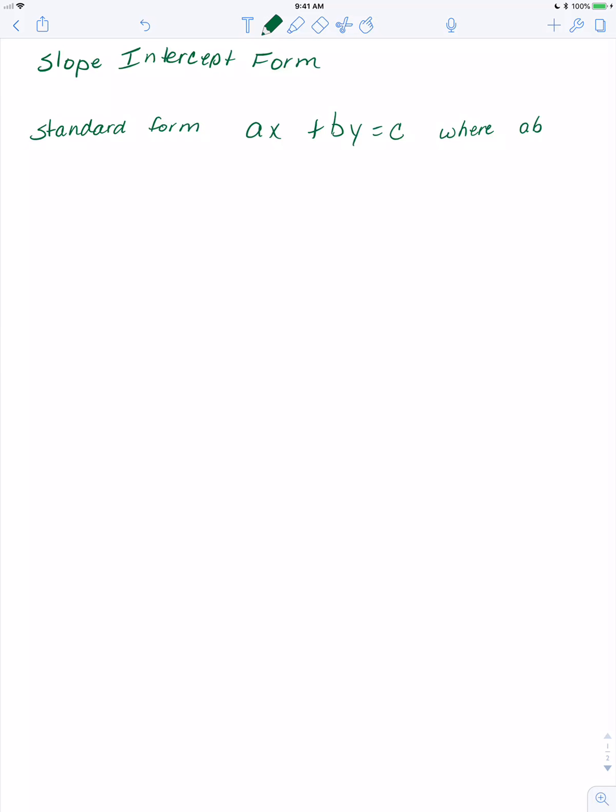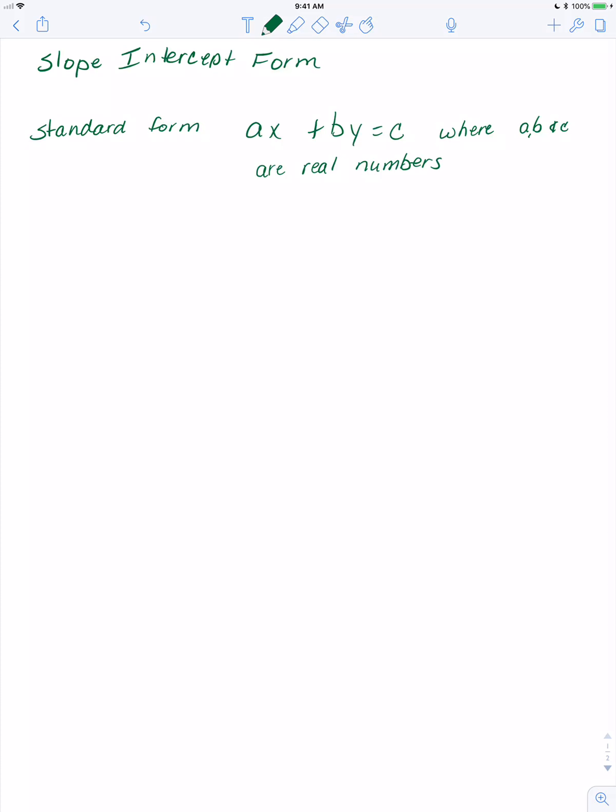All right, in the slope-intercept form of an equation, that's what we're going to be talking about today. So when we talk about linear equations, our standard form is ax plus by is equal to c, where a, b, and c are real numbers. And that is the standard form.